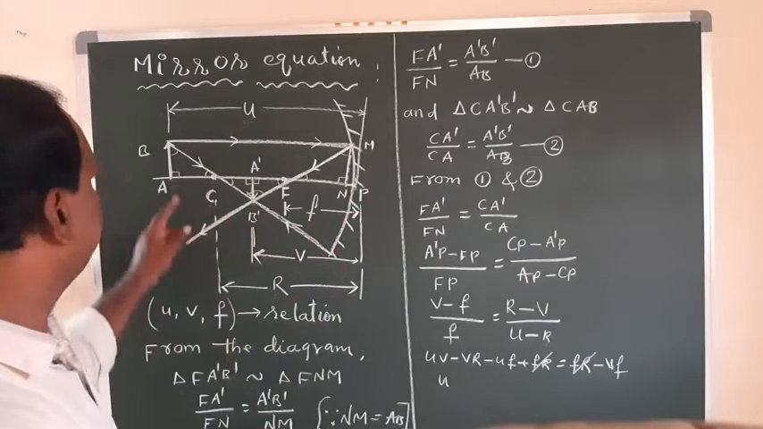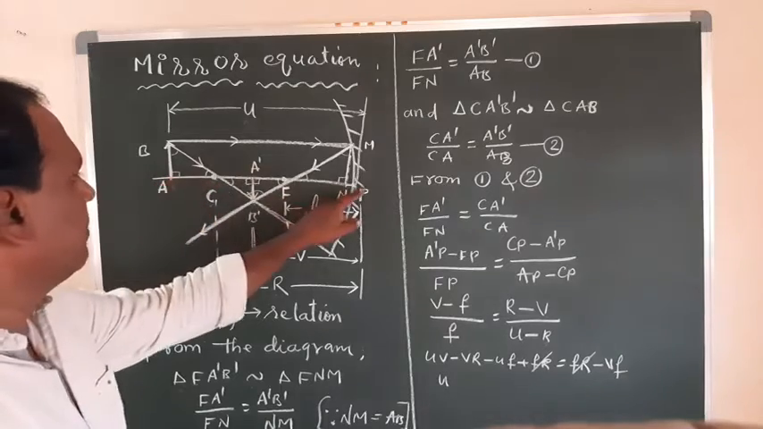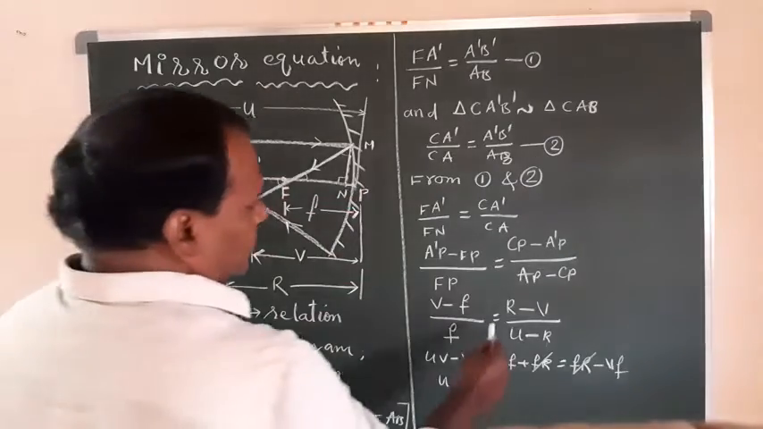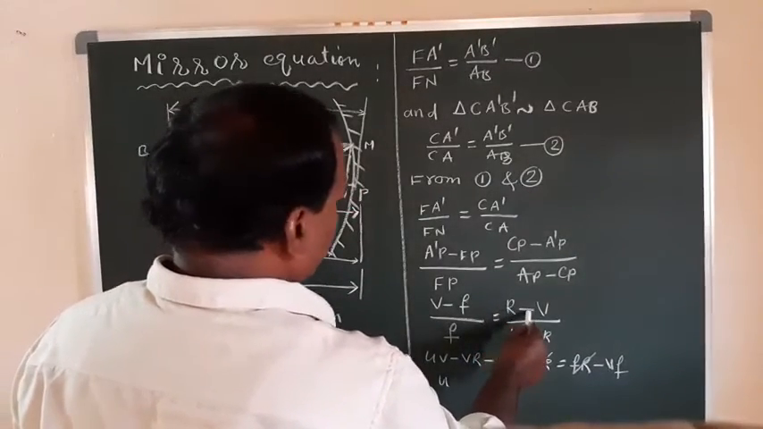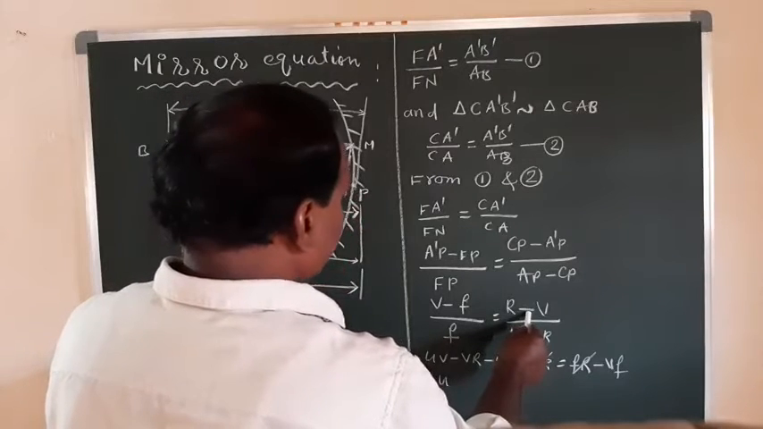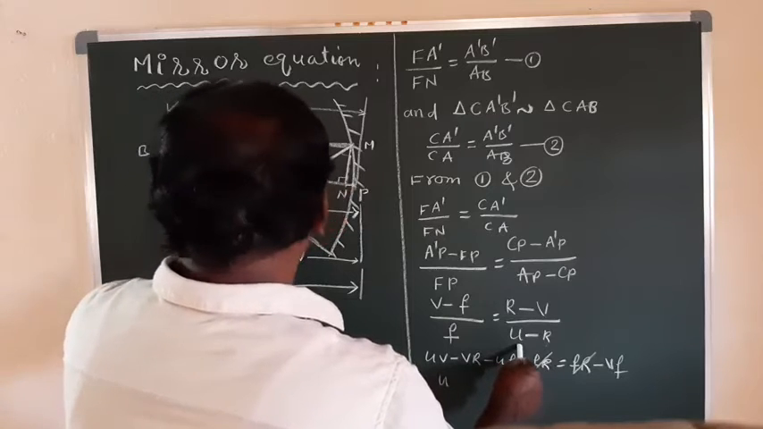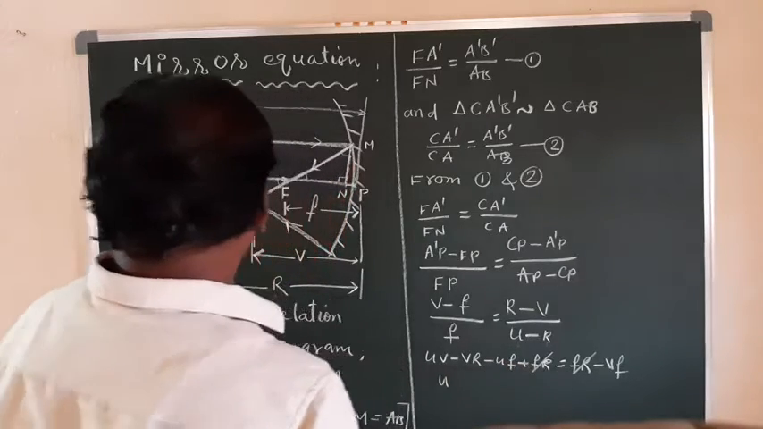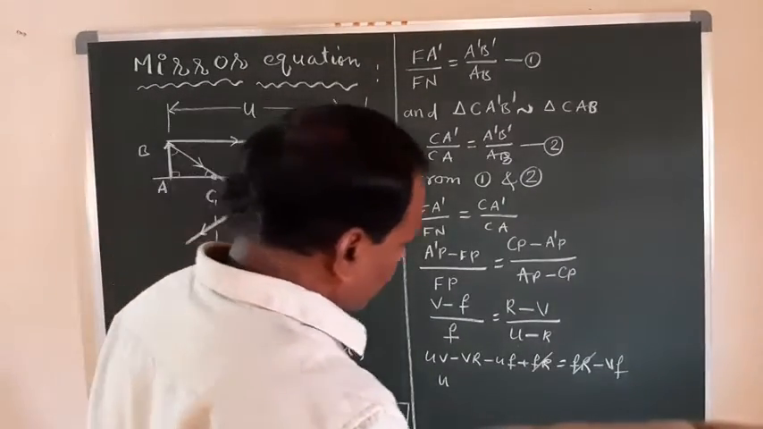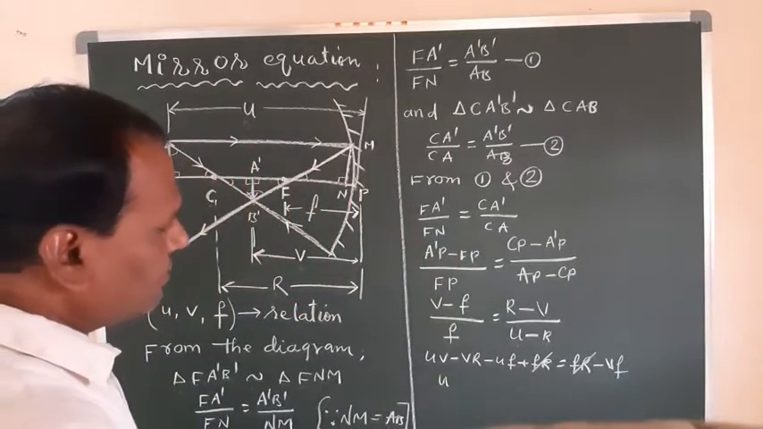Next, CA. This can be written as AP minus CP. So the CP is R minus A'P. A'P is V upon AP, it is U minus CP, it is R. Right, and here we have the calculation or the multiplication. Did we do anything wrong?